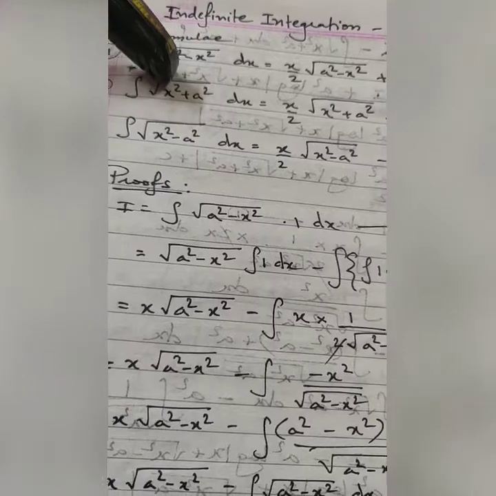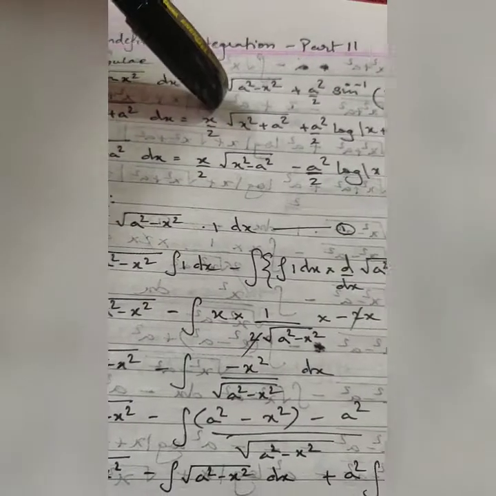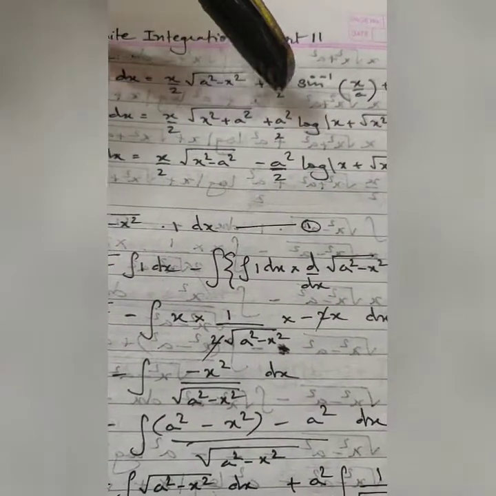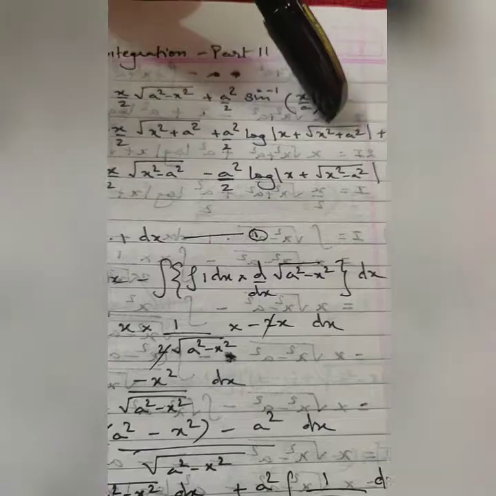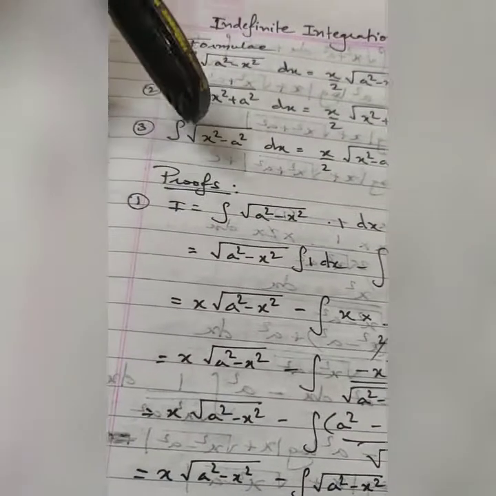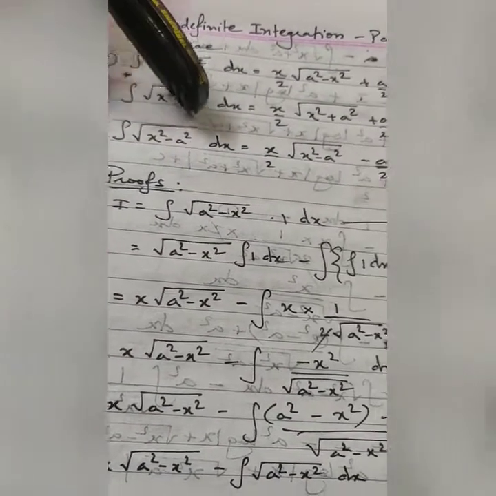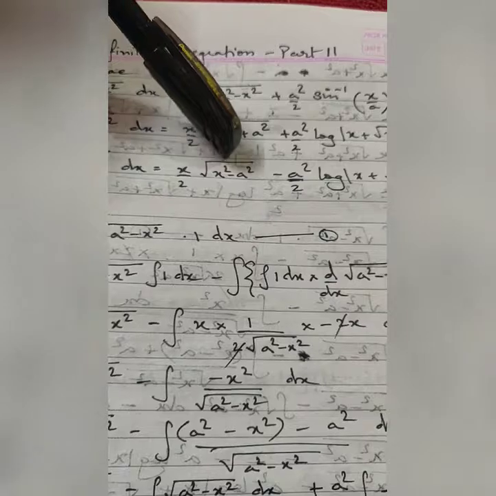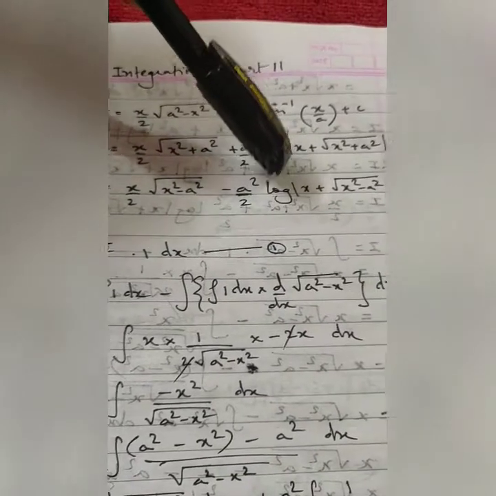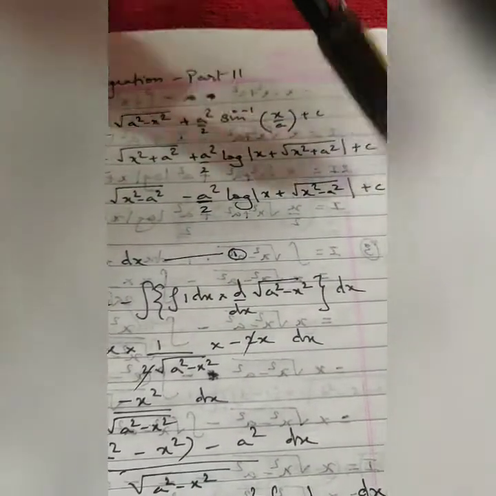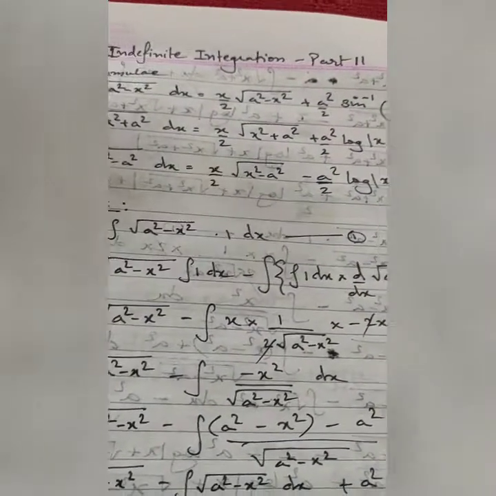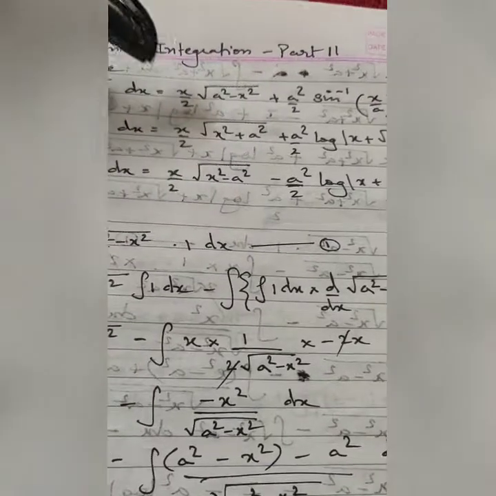The second one, integration of root of x square plus a square is x by 2 root of x square plus a square plus a square by 2 log of x plus root of x square plus a square. Third one, integration of root of x square minus a square is x by 2 root of x square minus a square minus a square by 2 log of x plus root of x square minus a square plus c. Now they're lengthy, but they're very easy to learn.